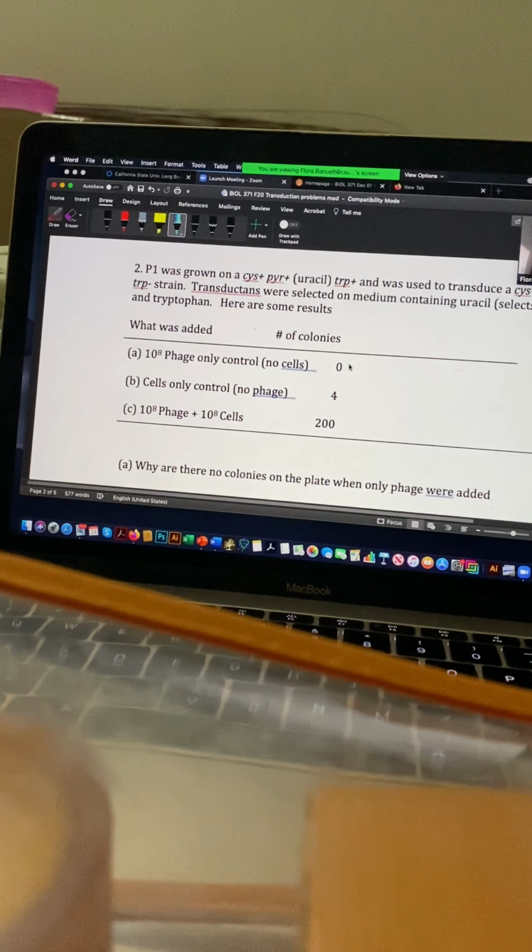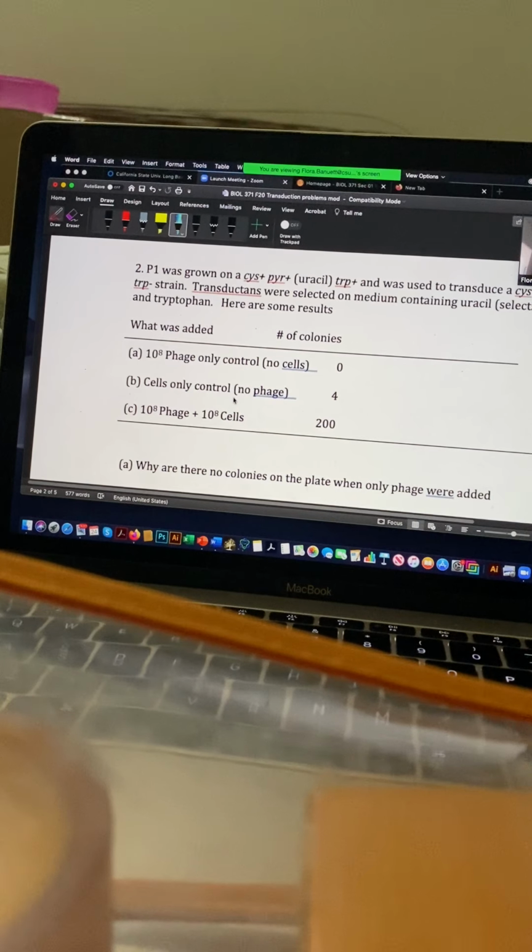Somebody tell me. Because we don't have any cells for the phages to actually transduce. Correct. Very good. Excellent. So this is just a control, to make sure that your phage lysate is not contaminated with cells. Because if something had grown here, you better worry and go back to your lysate. And it happens, so that's why this is an important control.